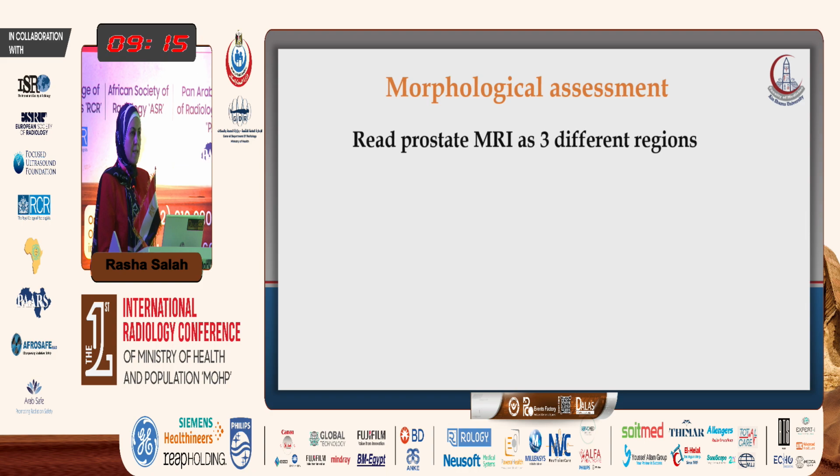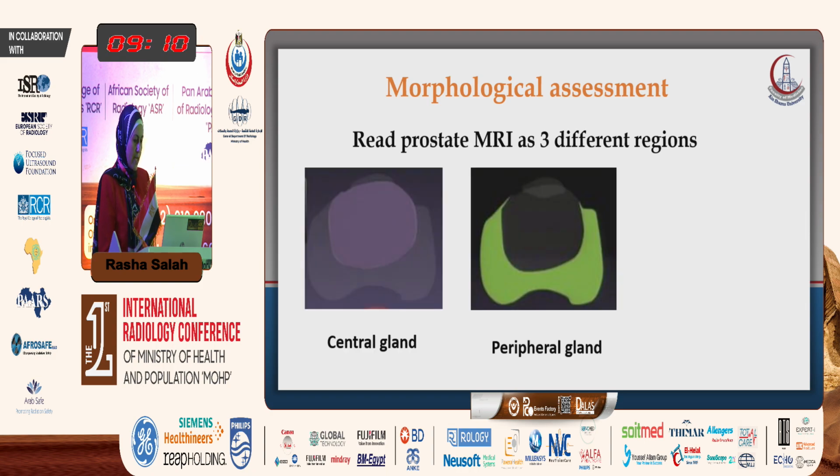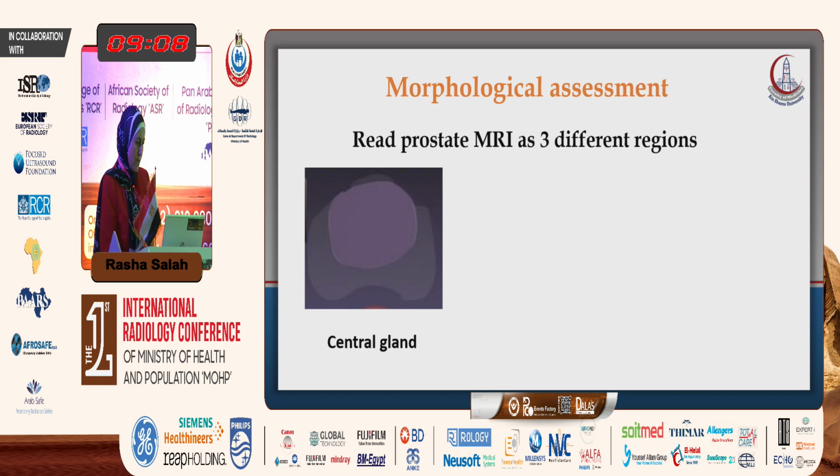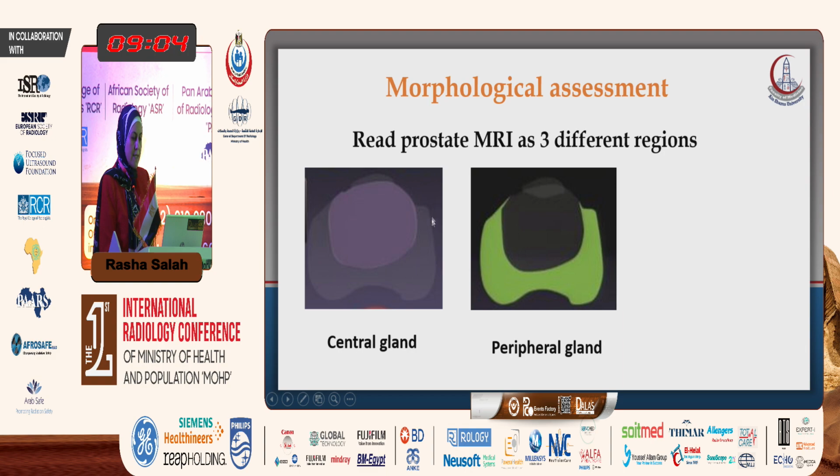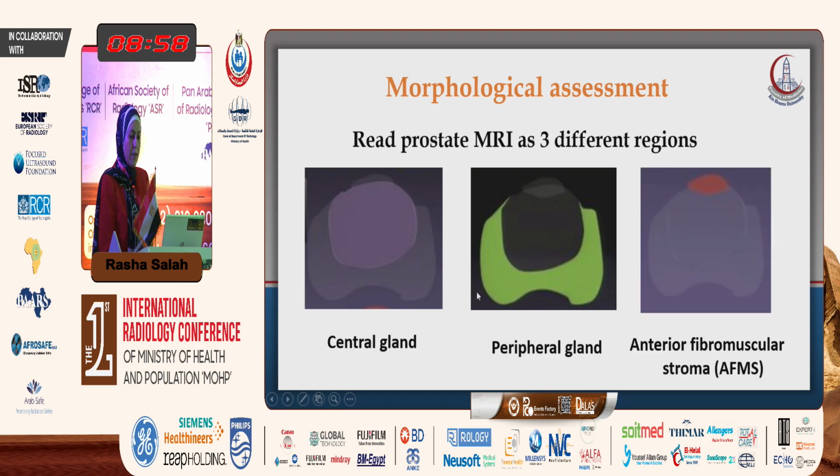Let's start with how to read MRI of the prostate. Read the prostate as three distinct zones. First, we have the central gland, which is located centrally over here. And then we can see that there is a peripheral zone which appears as a U-shaped appearance around the central gland. And also anteriorly, there is the anterior fibromuscular stroma, and it appears as a dark T2 signal.